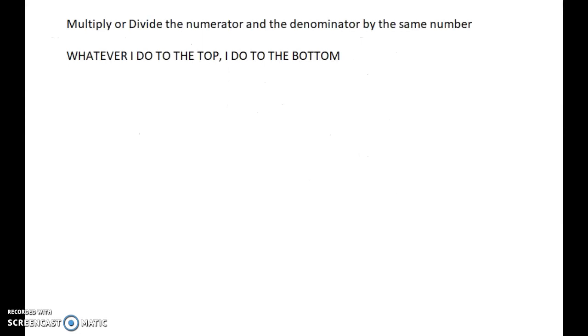Another strategy we have for finding equivalent fractions is to multiply or divide the numerator and the denominator by the same number. So if I have 1/2, to find an equivalent fraction, I can multiply the top number by 2. If I multiply the top by 2, I have to multiply the bottom by 2. It's really important that we remember with this strategy, whatever I do to the top, I do to the bottom.